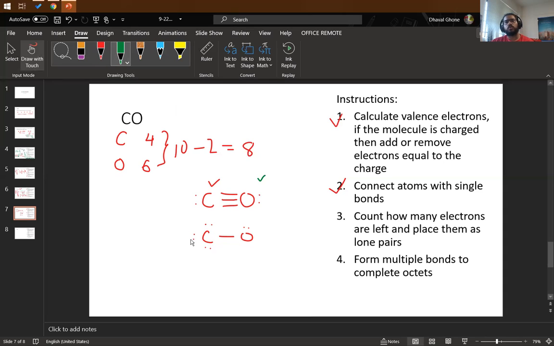Carbon now has 1, 2, 3, 4, 5, 6. Carbon is satisfied. However, oxygen is unsatisfied. And so to finish the octet for oxygen, carbon ends up sharing 2 of its lone pairs. And what you get with that is these lone pairs go away and they form a triple bond. And so the same structure as you got before.